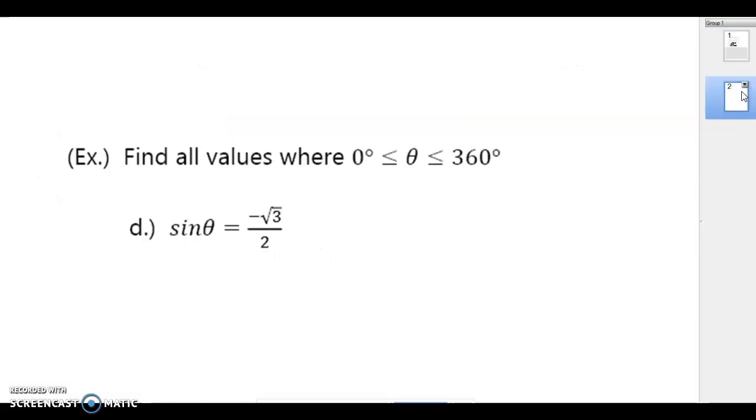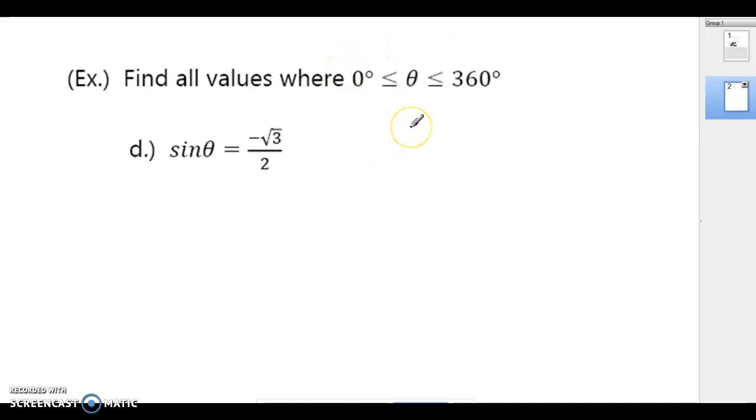Okay, so now we're going to find the angles between 0 and 360 that have this trig value. So let's write this down, then we'll talk about what values work for theta in this equation. Theta is in between 0 and 360 inclusive, so it could equal 0, could equal 360. And we want to know what angles for theta have a sine that is equal to negative radical 3 over 2.